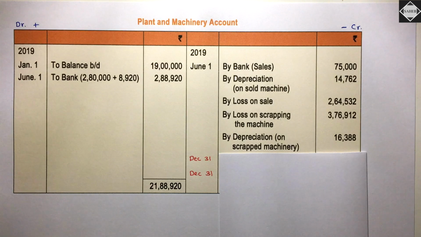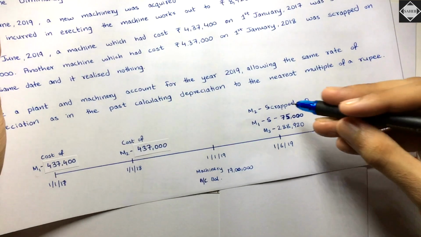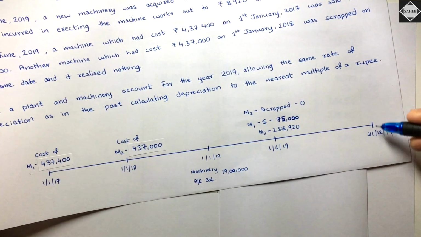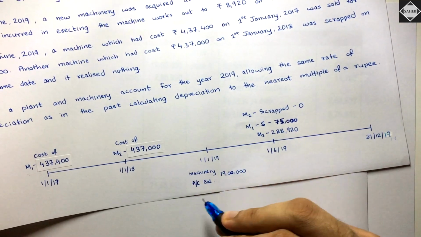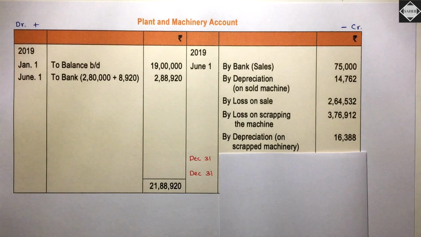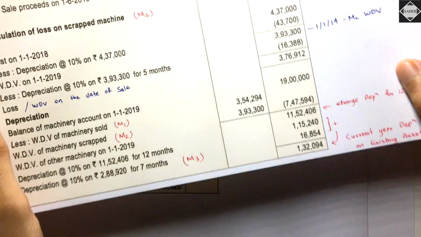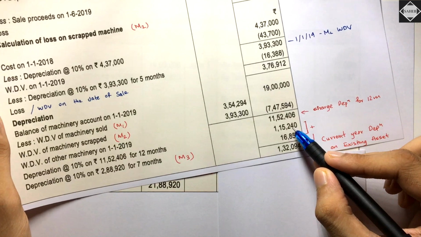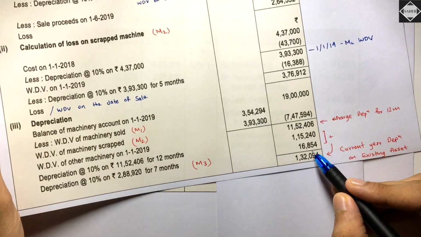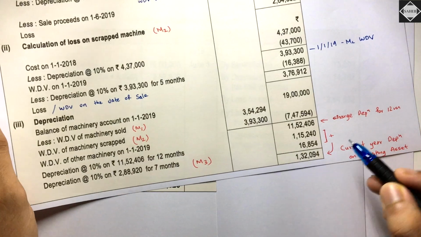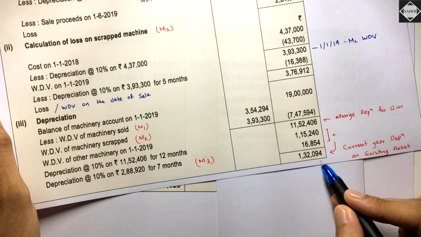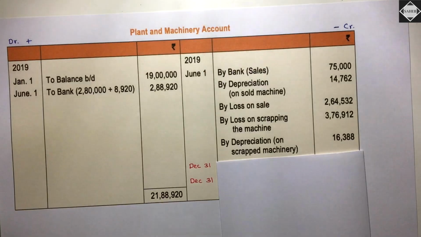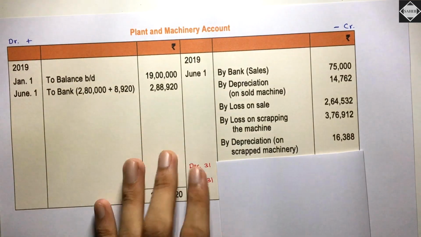After that, everything was finished. In the timeline, we reached the year end. Everything was finished now, all the 3 events, and then we reached the year end. On the year end, we had to charge the depreciation on M3 as well as the remaining machinery out of this 19 lakh, and we have already calculated the depreciation. How much is that? See here, 1,15,240 on the remaining machinery, and on M3 it is 16,854. Adding those two up, we get the total amount as 1,32,094 rupees. That is the current year depreciation on the machinery you still have.